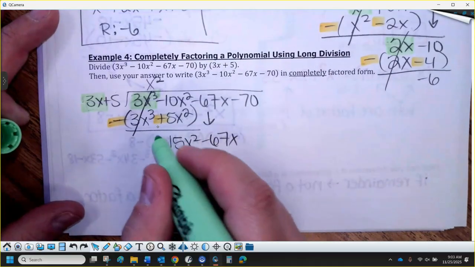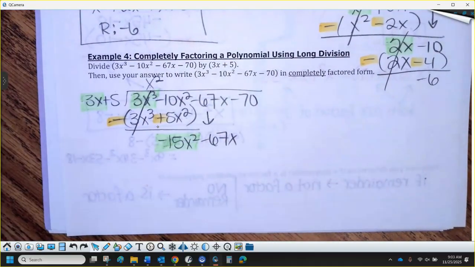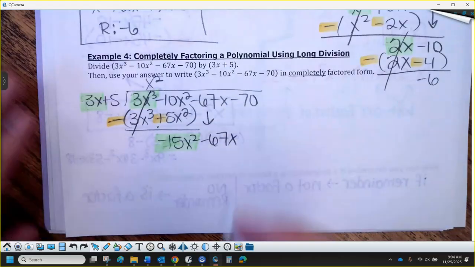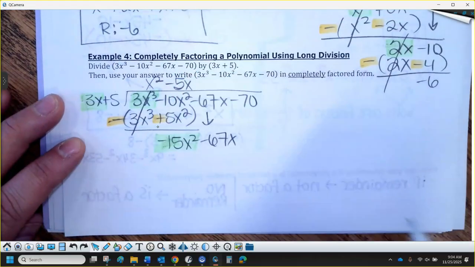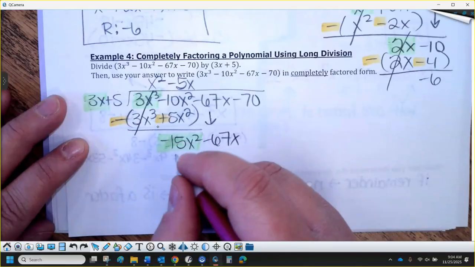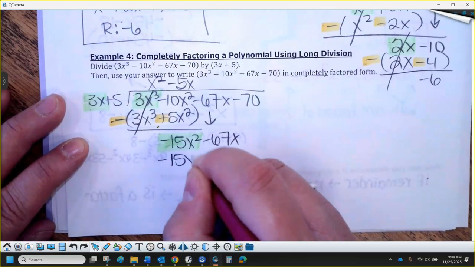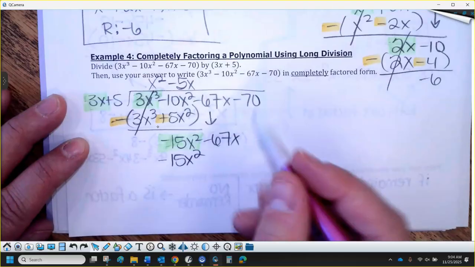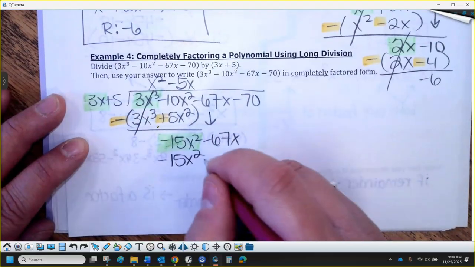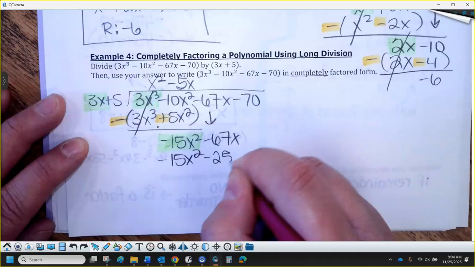What would you multiply 3 by to turn it into negative 15? 3 times what is negative 15? 5. Yeah, we need negative 5, and I need one more x, right? Because this is x squared, this is x. So we're going to do negative 5x. Negative 5x times 3x is negative 15x squared, and then I do involve that other 5 on the outside. Negative 5x times 5 would be negative 25x.